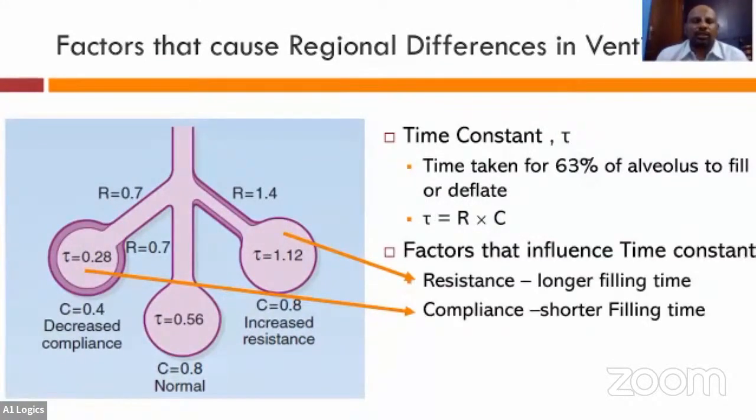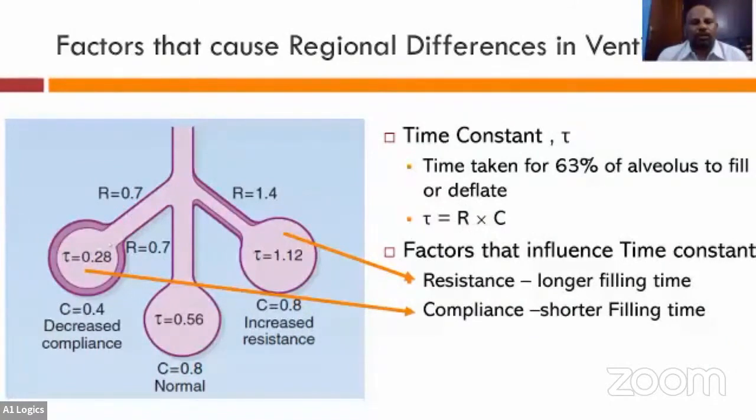We consider here one alveolus which has high resistance. See, the normal resistance is from 0.7 to 1. So here in this alveolus, the resistance has become 1.4. So this alveolus will take a longer time constant and fill with less air.